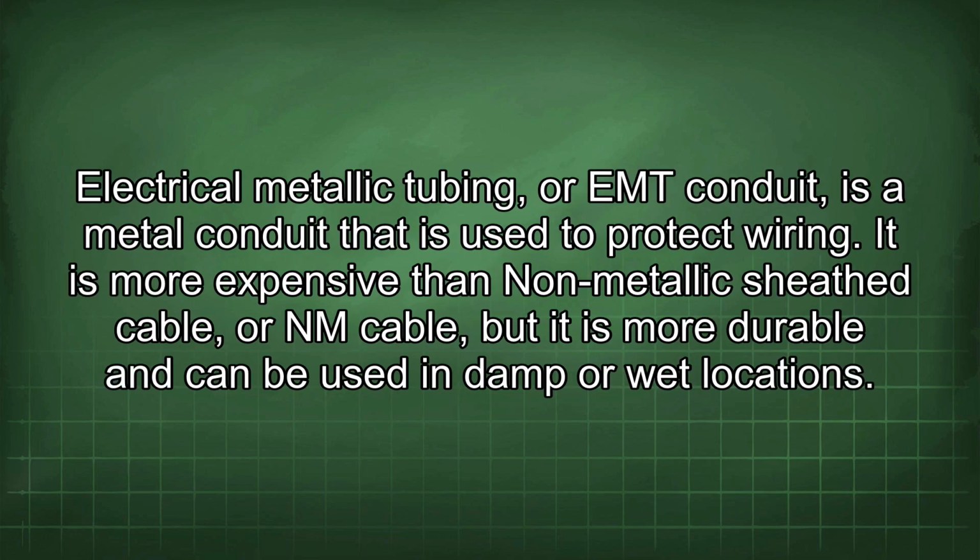Electrical metallic tubing, or EMT conduit, is a metal conduit that is used to protect wiring. It is more expensive than non-metallic sheath cable, or NM cable, but it is more durable and can be used in damp or wet locations.